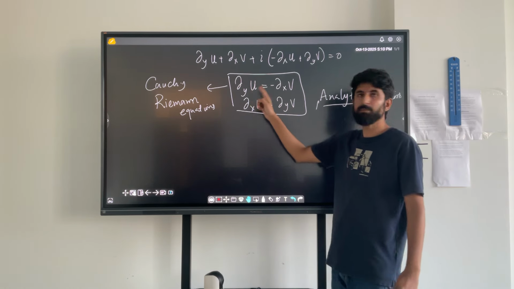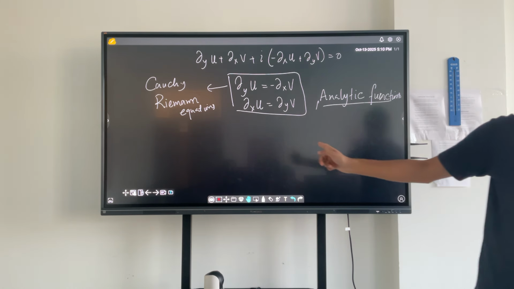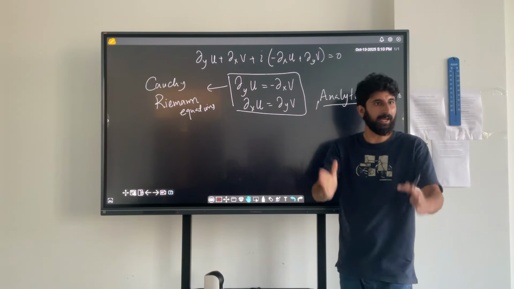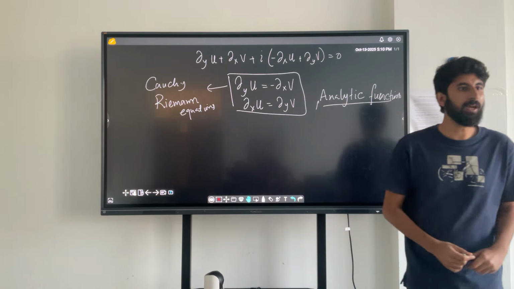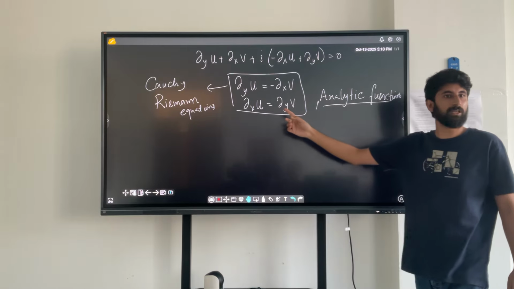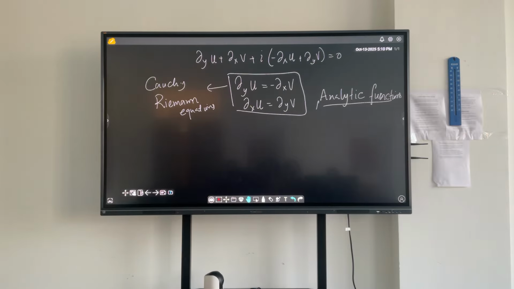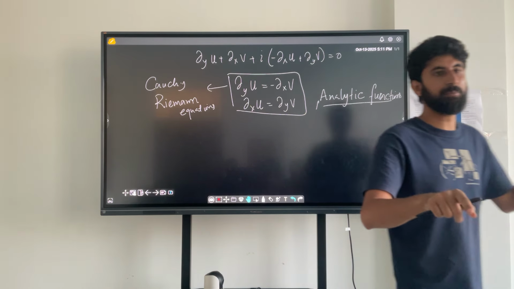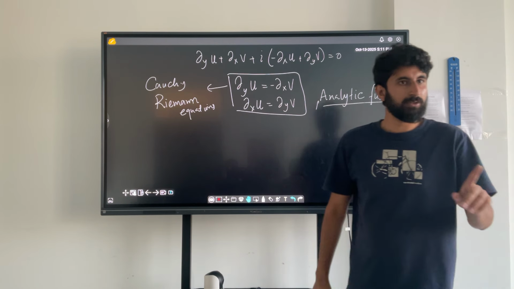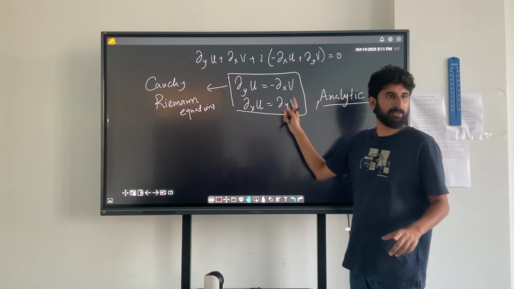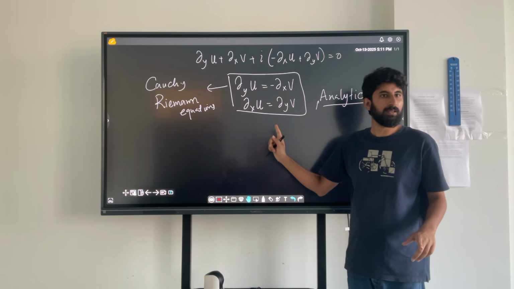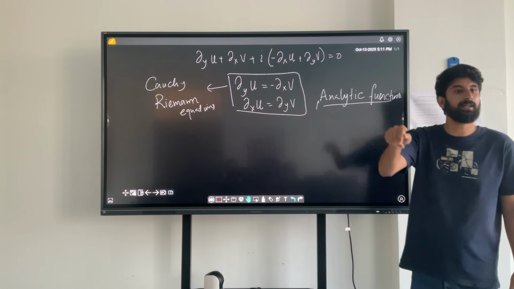But remember, these numbers are calculated at a particular point. You do partial y of u at some y, and then partial x of v. So when you talk about analytic functions, you need to talk about which point you are talking about. Let me qualify my earlier statement a bit: at a point where the Cauchy-Riemann equations are true, the function is said to be analytic at that point.